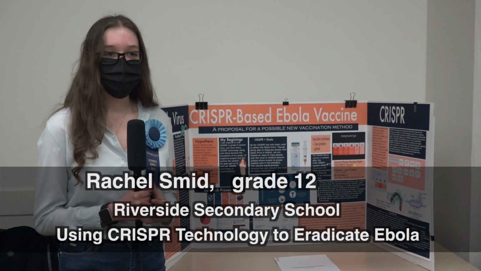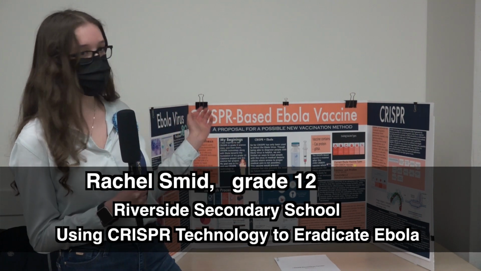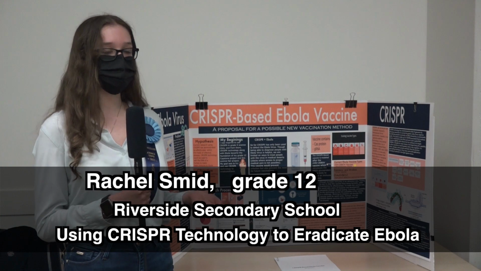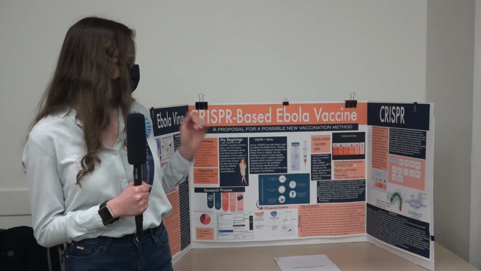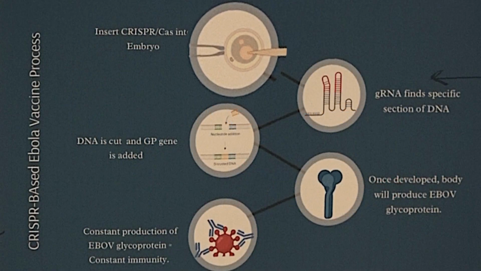I'm Rachel Smid, and for my project I combined CRISPR and Ebola to create a new CRISPR-based Ebola vaccine. So what it'll do is you inject CRISPR-Cas into an embryo, most likely through microinjection, which is the same way you do in vitro fertilization.